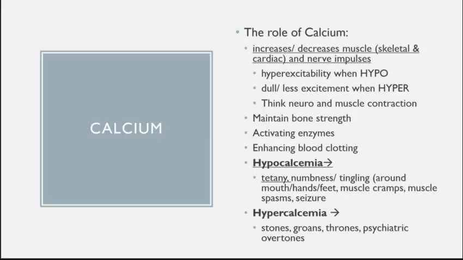So when you think of calcium, think skeletal and cardiac. Overall, think about that nerve impulse. If there is hyperexcitability, things are twitching, the neuron is withdrawing from that calcium, so it's hypo. If there's too much calcium, things get dulled down.